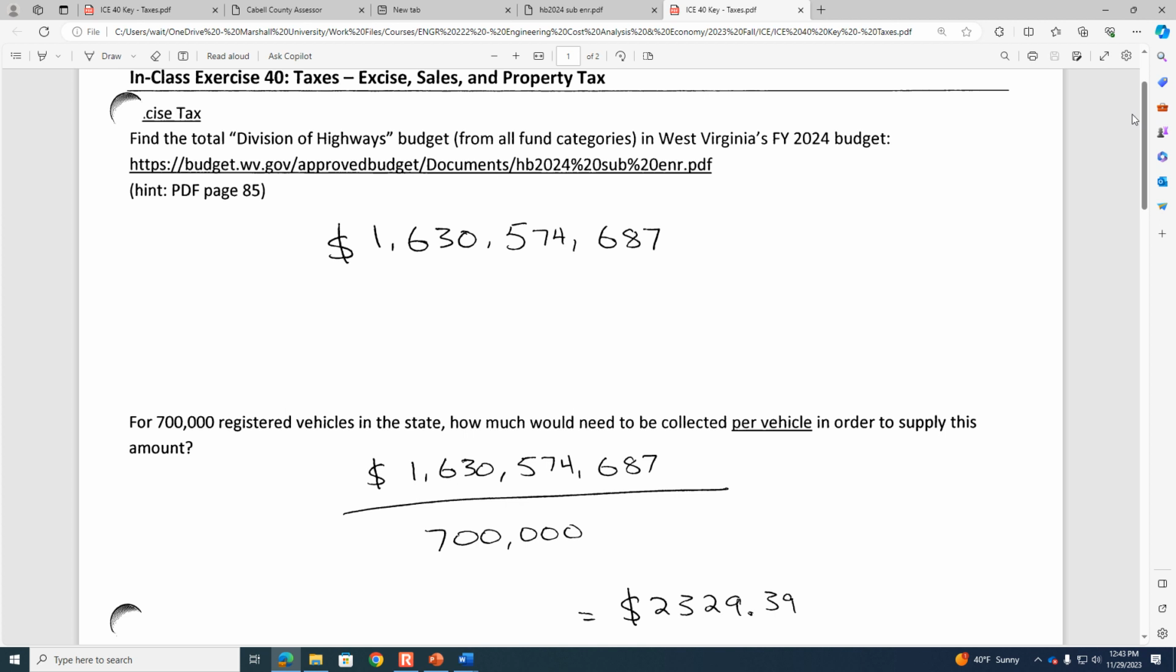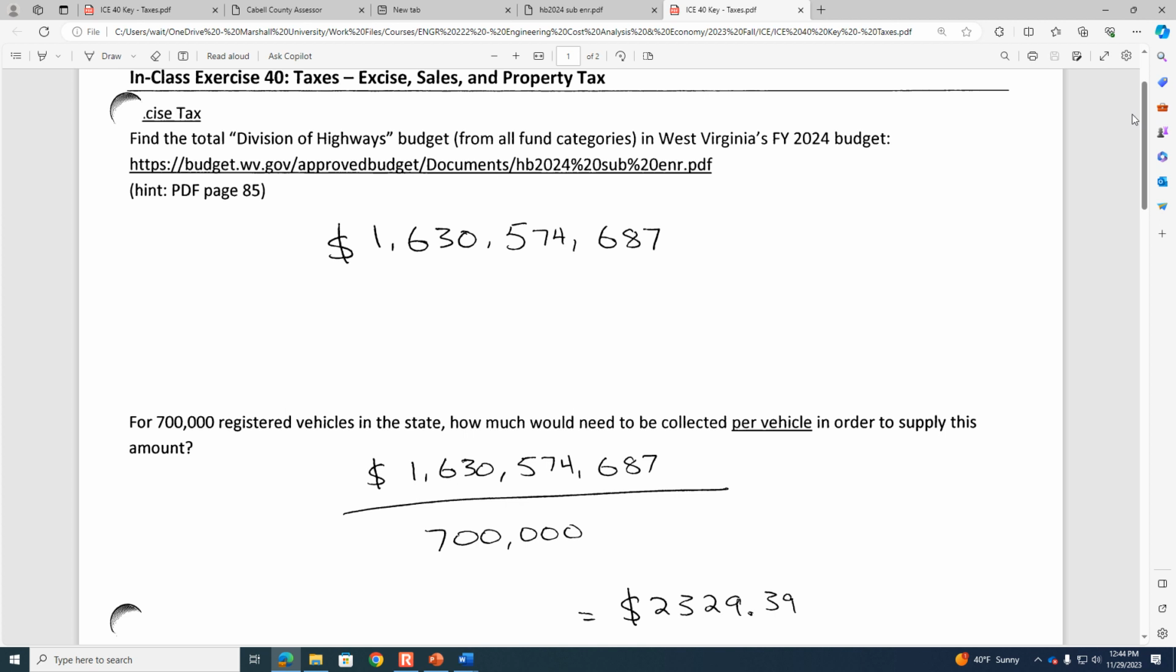Has anybody actually registered their car in West Virginia? Is it that much? 53. It's way less. Yeah, it's 53. If you've got a hybrid, maybe 103. Yeah, so honestly, I don't know where they get all the money for that $1.6 billion because it's definitely not just from the gas tax, as we'll see in a minute from the next question in this, and it's definitely not from vehicle registration.